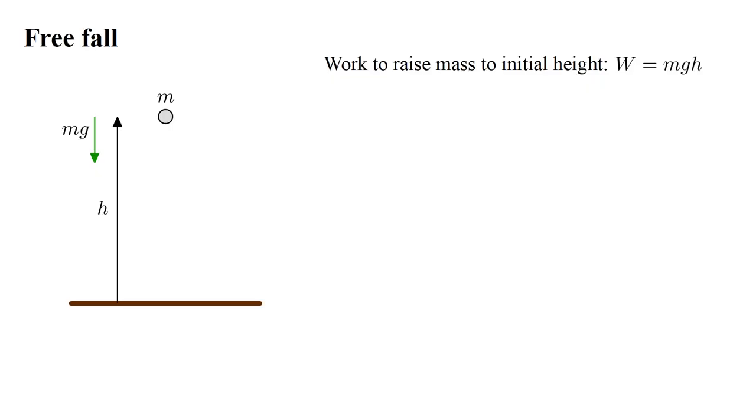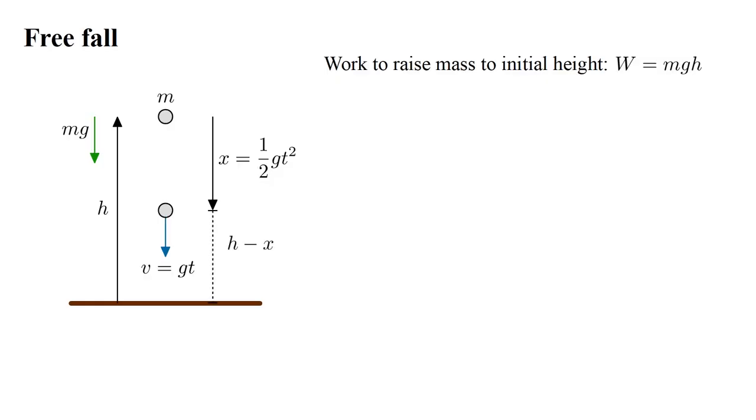Let's use the work concept to analyze the free fall experiment. To set up the experiment, we raise a mass m to a height h above the ground. This requires work mgh. Then we let the mass fall. In video 1, we saw that after a time t, the distance fallen is x equals 1/2 gt squared. And the velocity is gt.